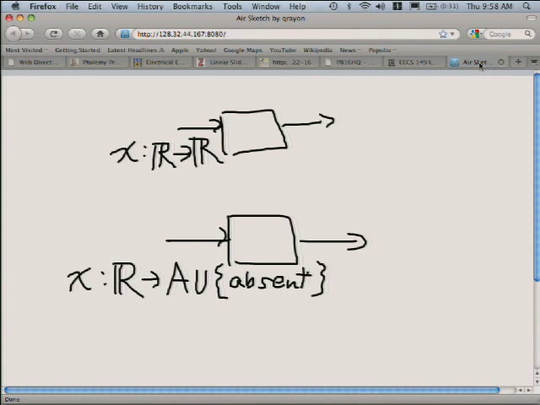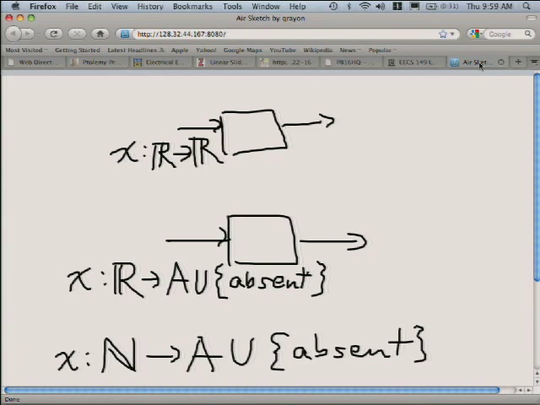Now, with the exception of the hybrid systems, all of those are amenable to an input model that is simply a mapping from natural numbers to the alphabet, including the possibility of absent. Okay? Where now x of n is the input at the nth reaction.